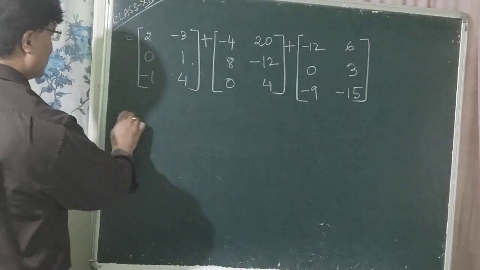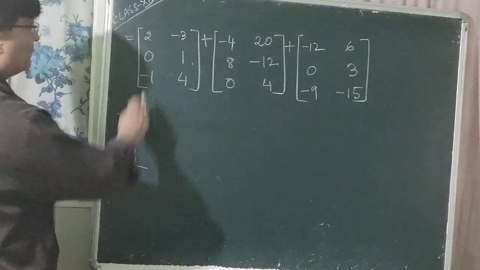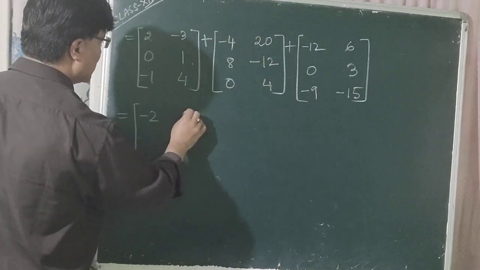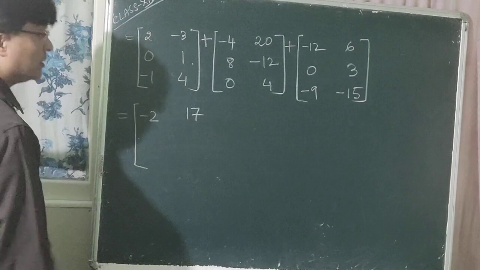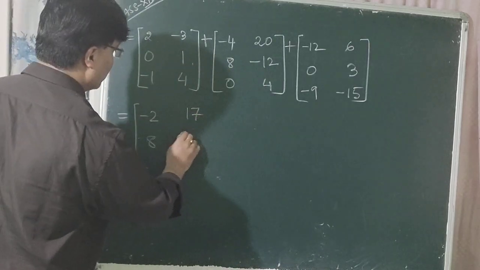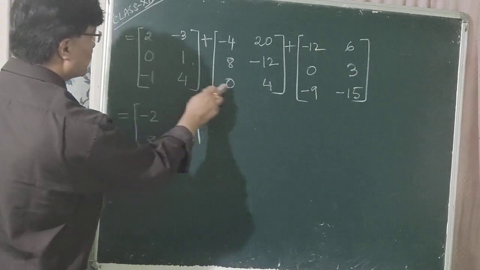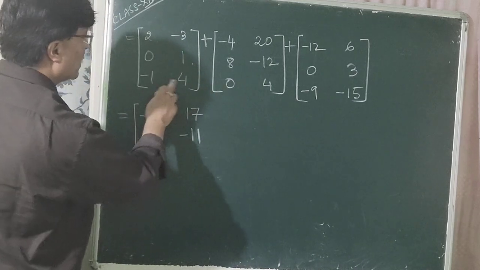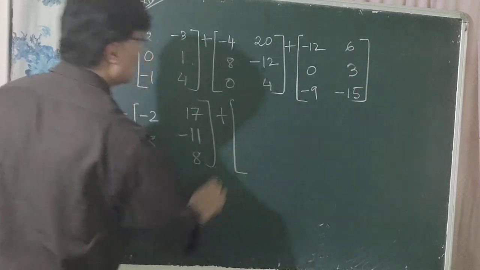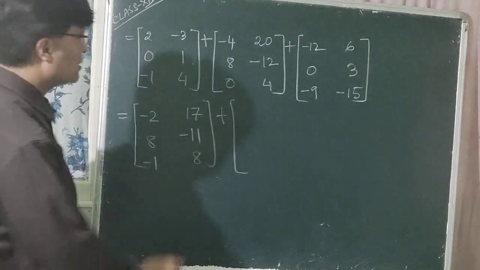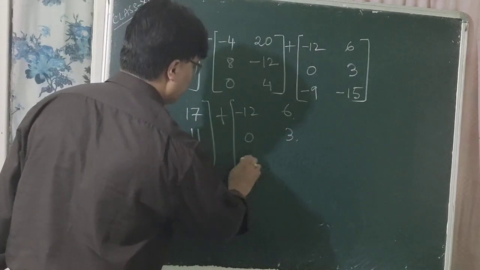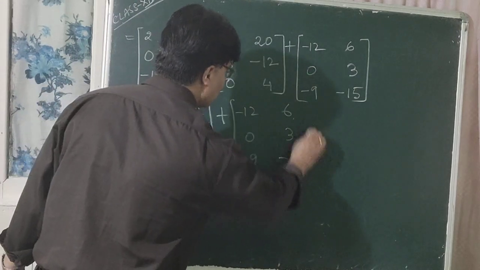So let us add the first two matrices first. 2 minus 4, minus 2, minus 3 plus 20, that is 17, and 0 plus 8, 8, 1 minus 12, minus 11, minus 1 plus 0, minus 1, 4 plus 4 is 8. Plus, now write down the third matrix, that is minus 12, 6, 0, 3, minus 9, minus 15.